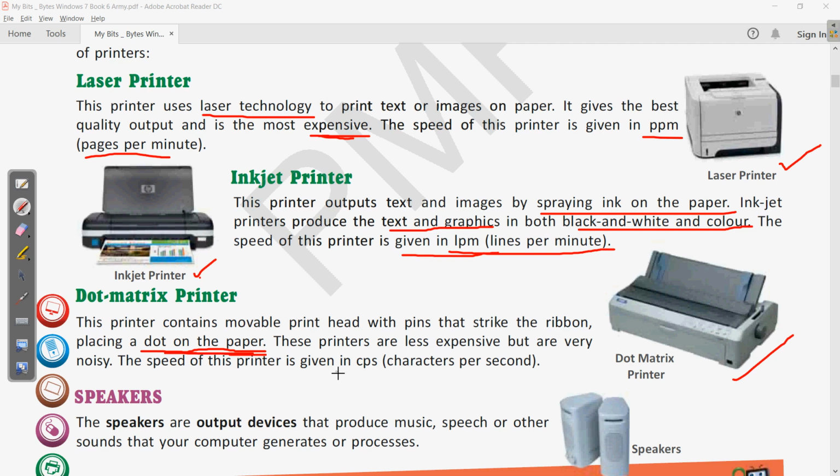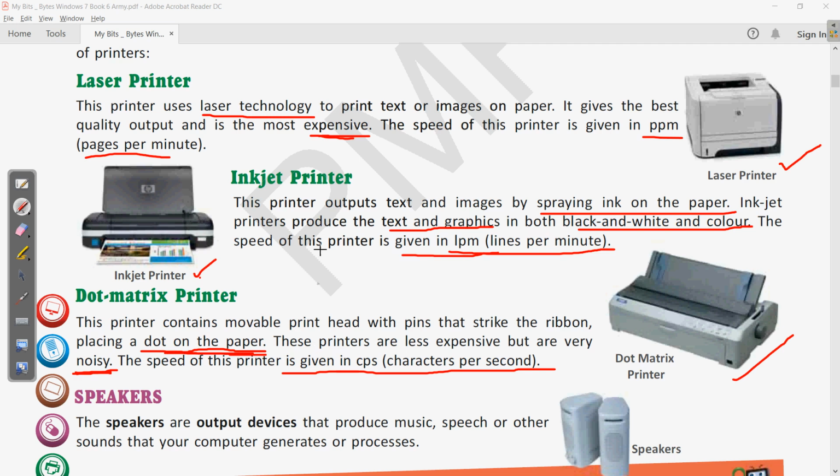Then the speed of these printers is measured in characters per second. Clear? So why is the speed measured in characters per second? Because the speed is very slow, and one more disadvantage is that they are noisy. Clear? So depending on what type of work you are doing, if it is not necessary to print things very fast, then we can use the dot matrix printer.